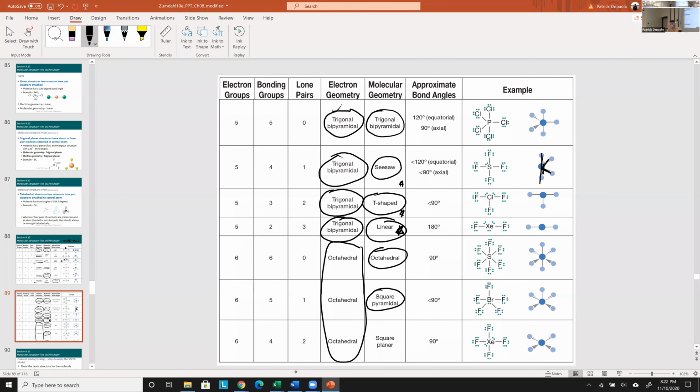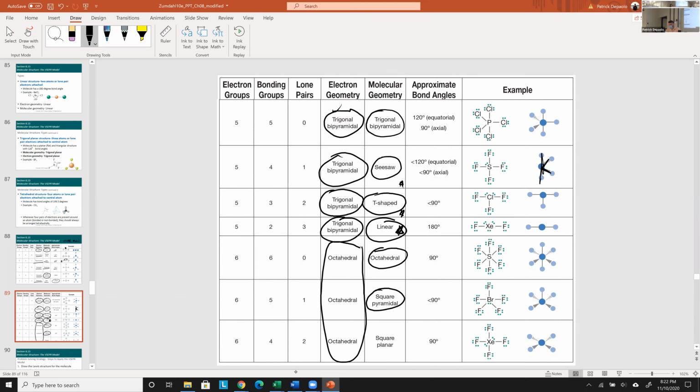So what this does is it makes a pyramid with four corners, and then one's going straight up. So it's a square pyramid, but there's one coming up. So it's 5 atoms. And the one electron pair is causing all 4 of them to bend.